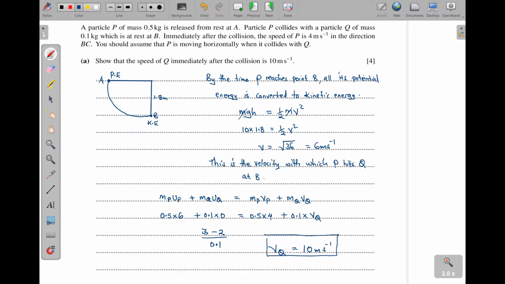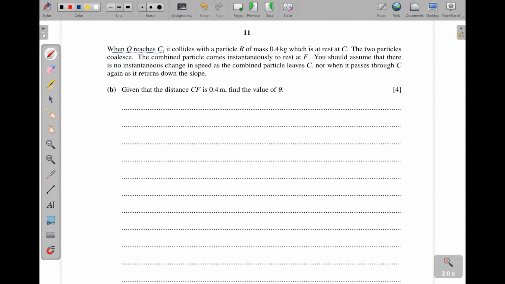When Q reaches C, it collides with another particle R of mass 0.4 kilograms, which is at rest at C. The two particles coalesce, so they form one particle. The combined particle comes instantaneously to rest at F. You should assume that there is no instantaneous change in speed as the combined particle leaves C, nor when it passes through C again as it returns down the slope. Given that CF is equal to 0.4 meters, find the value of theta.